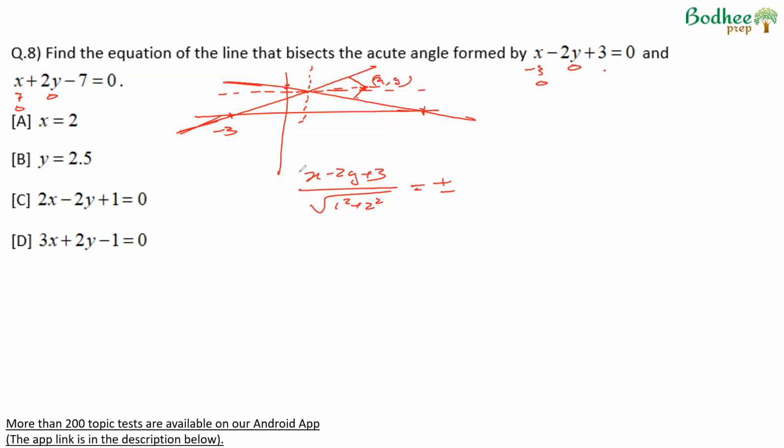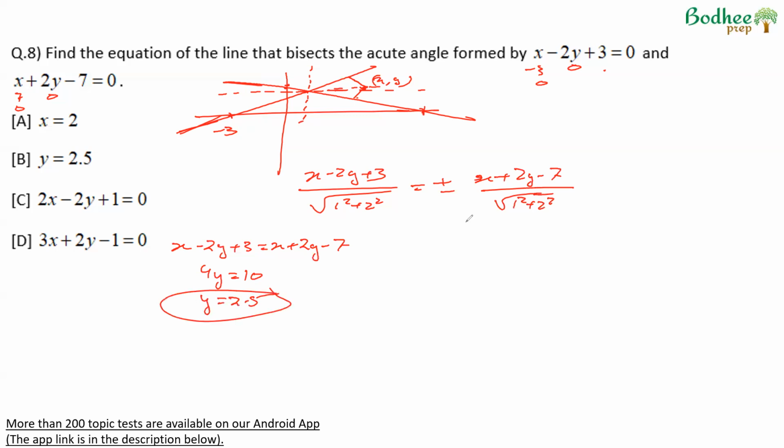Because we take the mod of the numerator, I'm writing plus minus. Here we'll have (x plus 2y minus 7) upon root of 1 square plus 2 square. Making two cases. The first case: because the denominator will cancel out, x minus 2y plus 3 is equal to positive x plus 2y minus 7. x and x cancel. 4y is equal to 10. y is equal to 2.5.